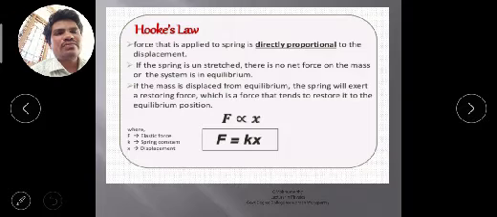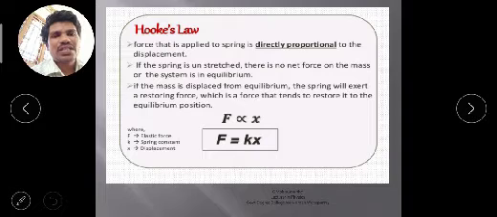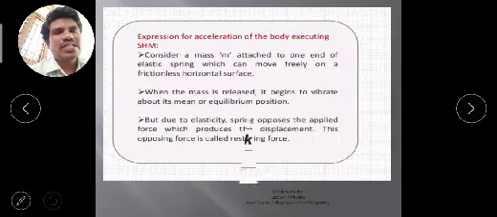So from Hooke's law, we take the equation F is directly proportional to x, and F equals k into x, where k is called the spring constant, F is called the elastic force, and x is called the displacement.